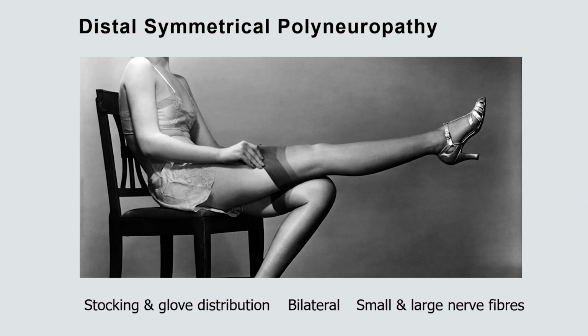So we talk about a stocking and glove distribution. So a bit like putting on a stocking and then putting on a glove. The loss of sensation, the nerves are affected distally, so at the toes first, and that moves proximally up the leg and then up into the hands. The nerves in your legs are longer, so they're affected first.